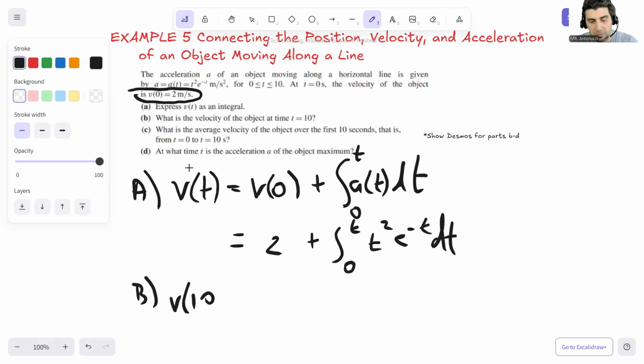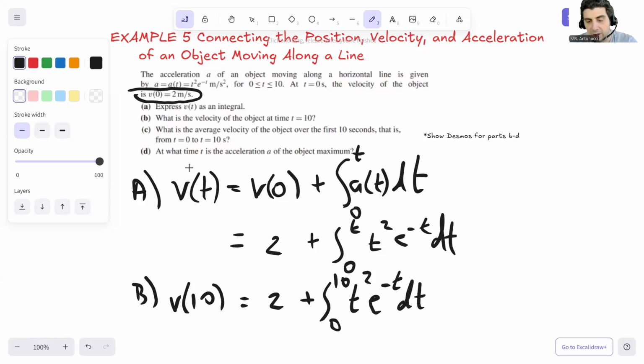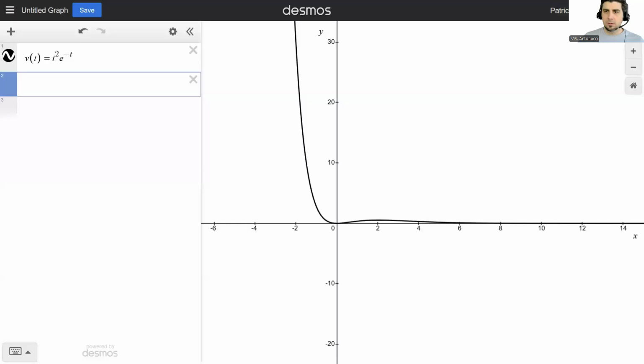what's the velocity of the object at 10? That's going to be 2 plus the integral from 0 to 10 of t squared e to the negative t dt. Now we're going to actually get the value, but sometimes you might be asked to set up the integral that represents the position, and then that's all we would have right there for that one. So we're going to use Desmos for this one.